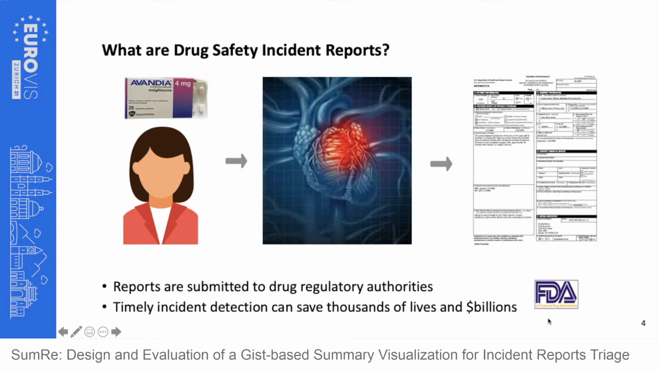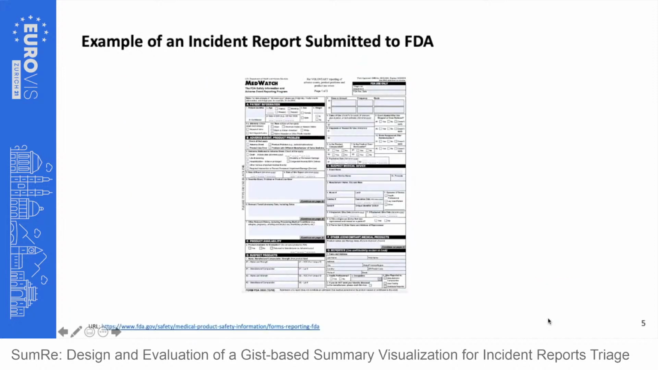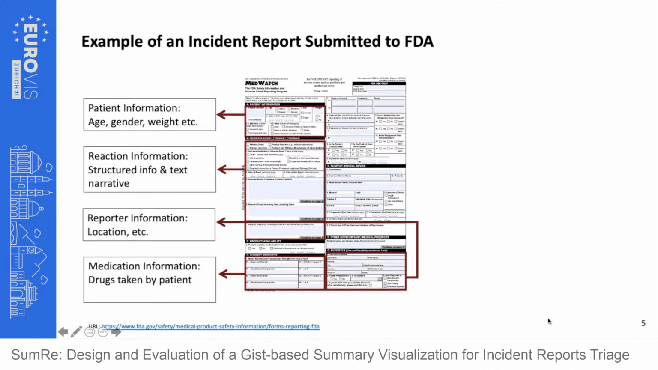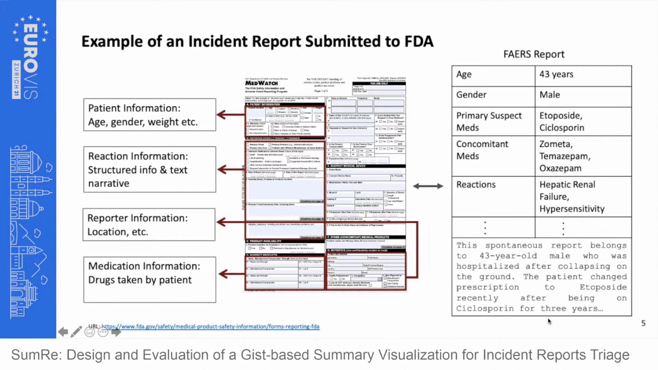Timely detection of such incidents, such as adverse reactions or medication errors, can save thousands of lives and billions of dollars. This is an example of an incident report submitted to the FDA. It has information related to the patient, drug, the reaction that happened, etc. In short, if we look at the report, it has some structured information and also a text narrative that gives the description of the incident that happened to the person.